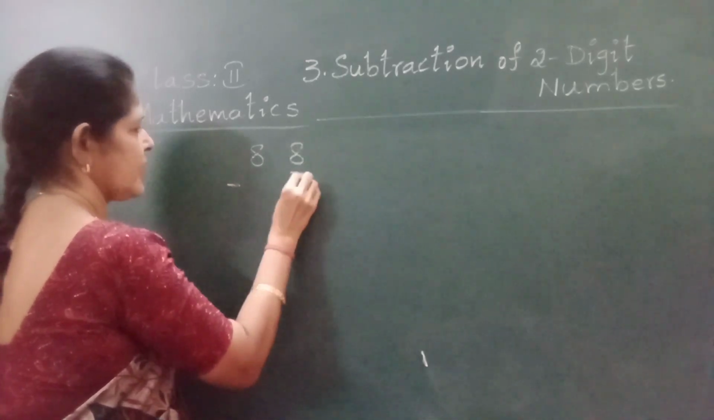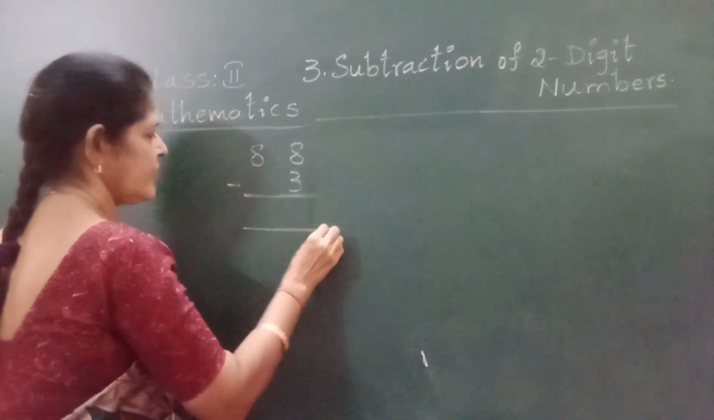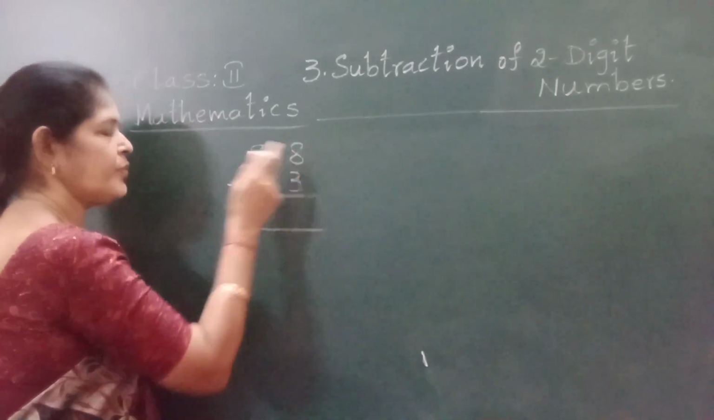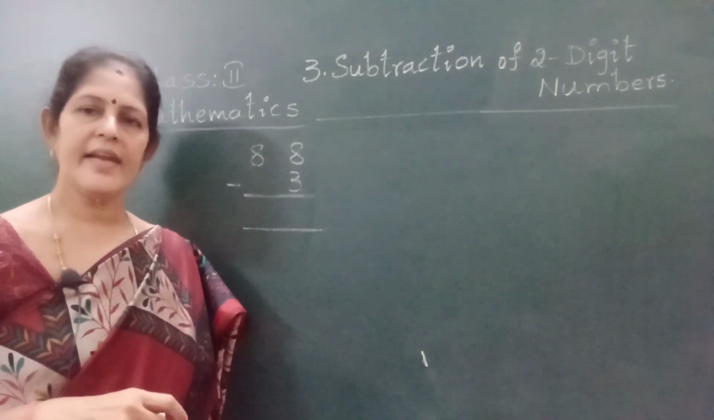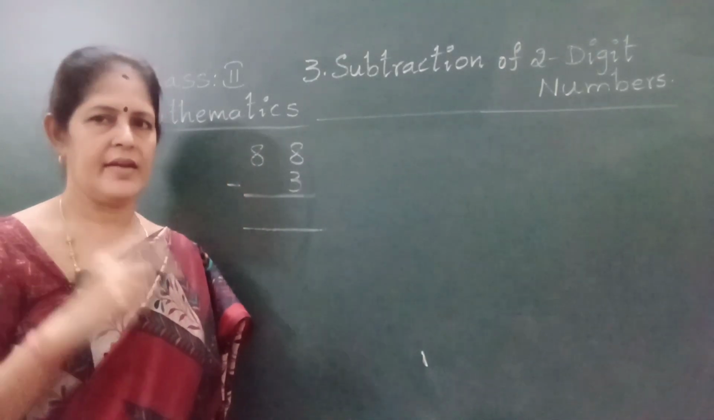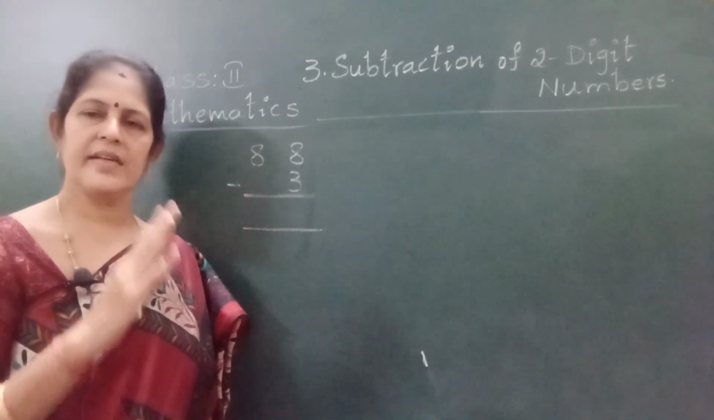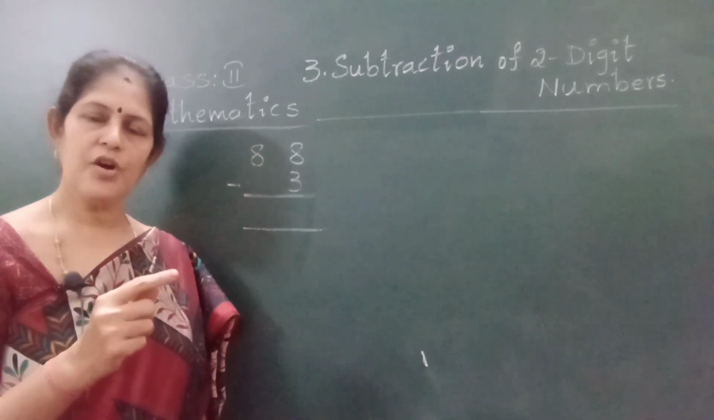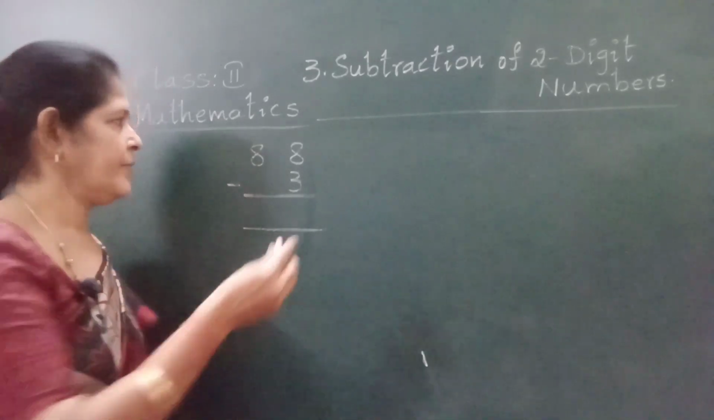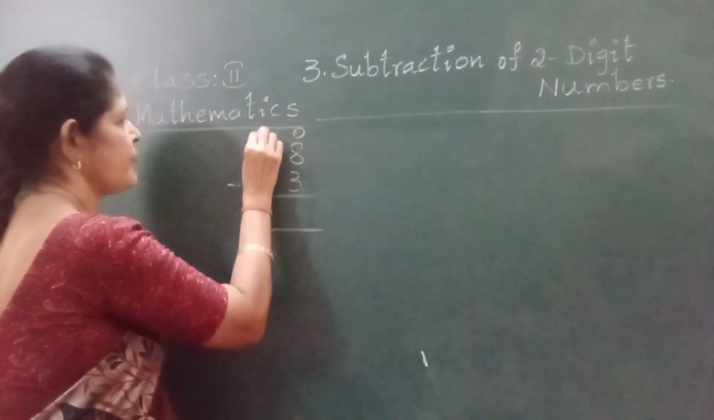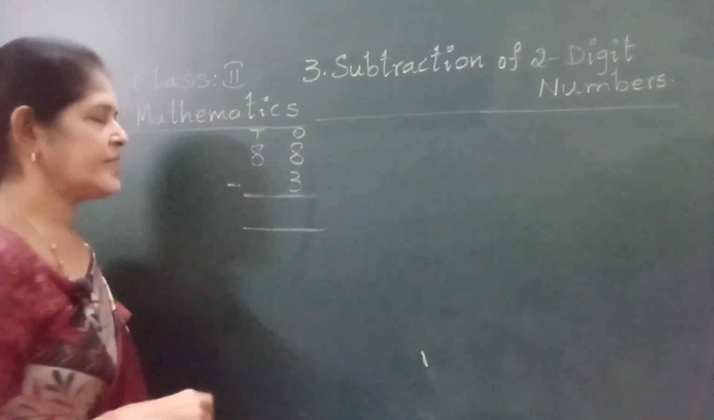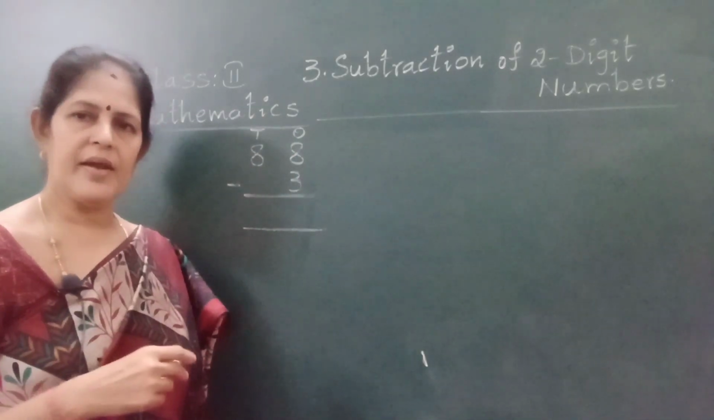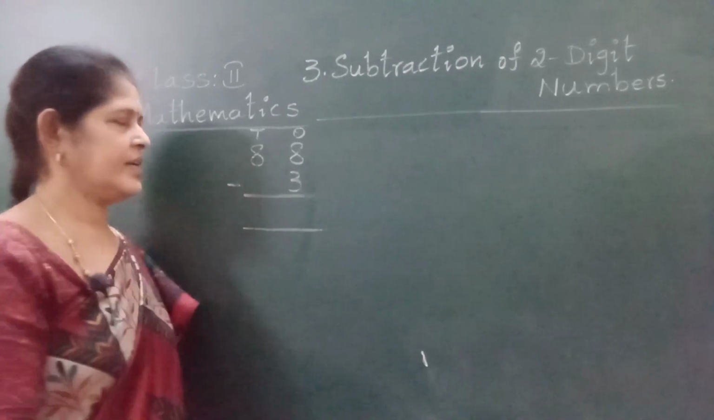88 minus 3. We subtract a 1-digit number from a 2-digit number. 1-digit numbers are 1 to 9. 2-digit numbers are 10 to 99. 3-digit numbers are 100 to 999. Start from the ones place. First number is a 2-digit number. A 2-digit number is more than a 1-digit number.